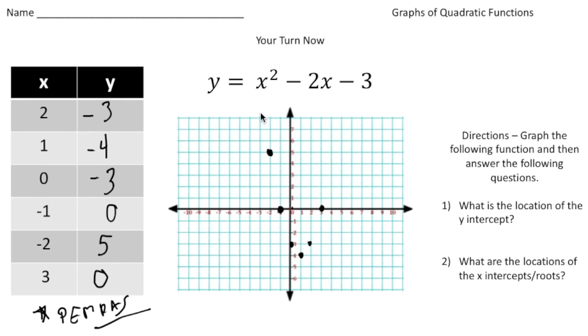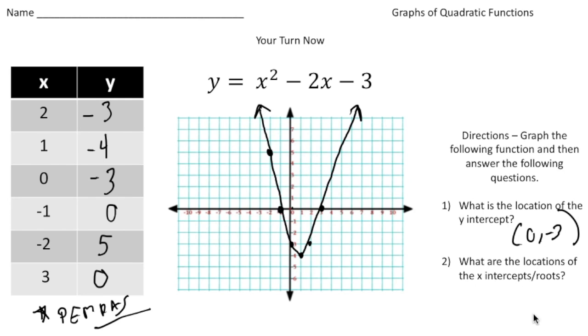Now if we connect the points, it's going to look kind of like this. And again, this keeps on going in this direction. So add the arrow there, add the arrow there, and there it is. So what is the location of the y-intercept? The y-intercept should have been 0 and negative 3.